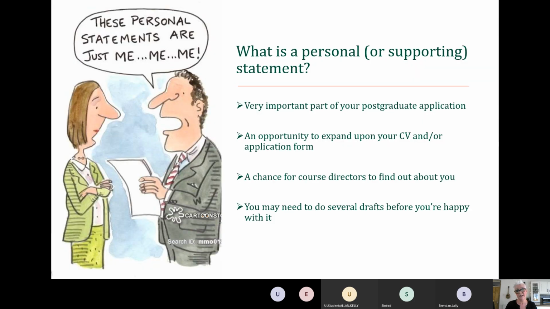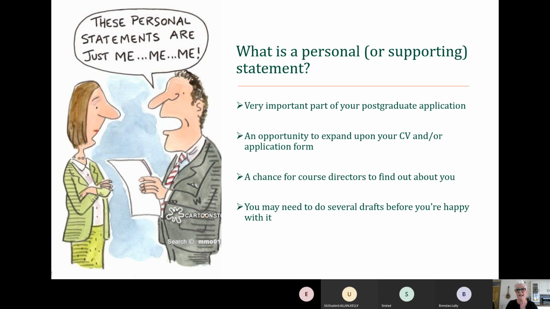I suppose the first thing really, and it's very basic, but sometimes people ask questions like, what is a personal statement? Is it the same as a supporting statement? Yes is the answer. And it's basically you writing a letter to the course director and telling them why you want to become part of their course. So it's a really important part of your application.